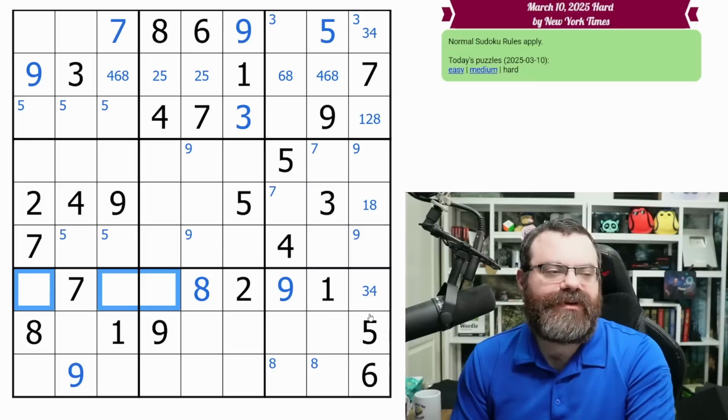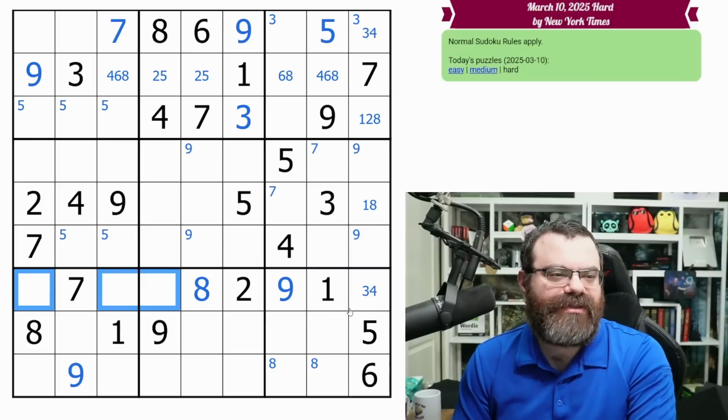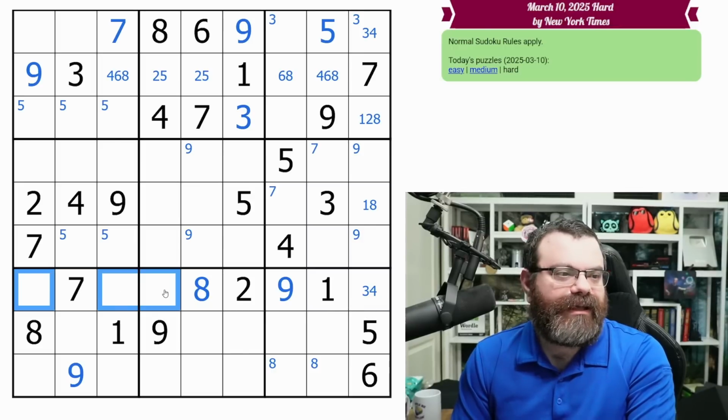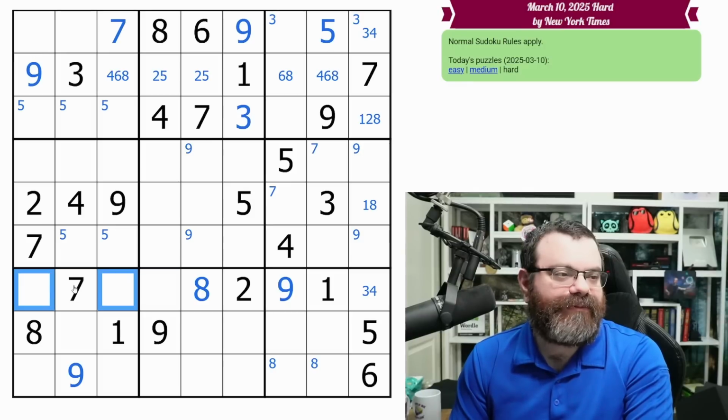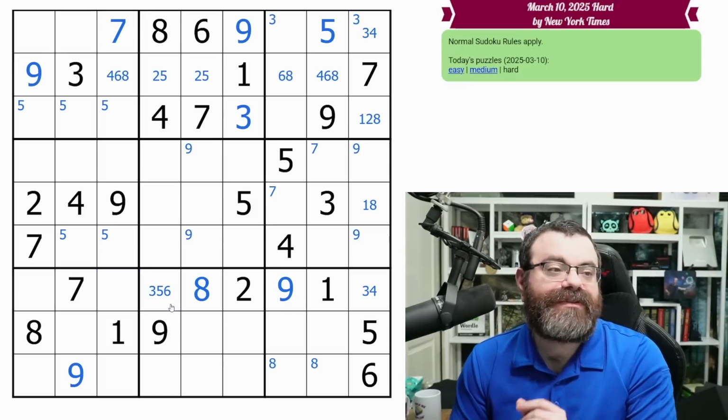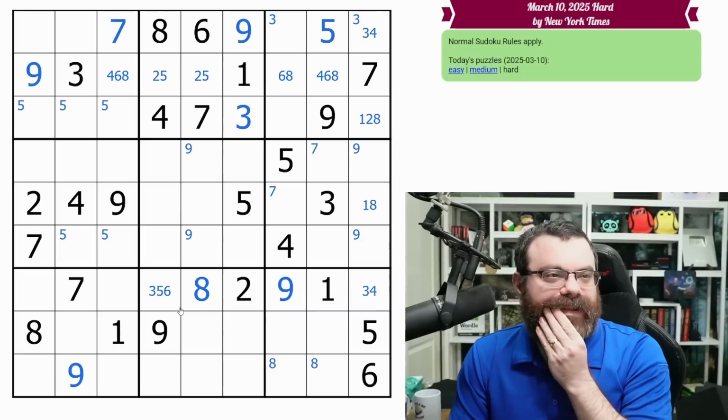And this row has been reduced to 4 digits, so I just want to look really quick. We need 3, 4, 5, 6. This sees 4. I don't think these see any of 3, 4, 5, 6, but this sees a 4, so we can put 3, 5, 6 in it, I guess.